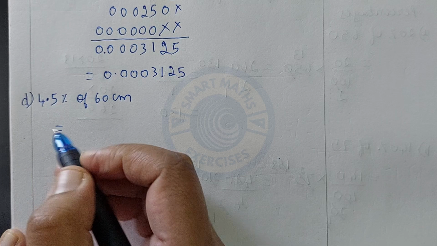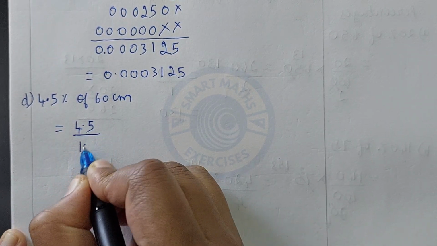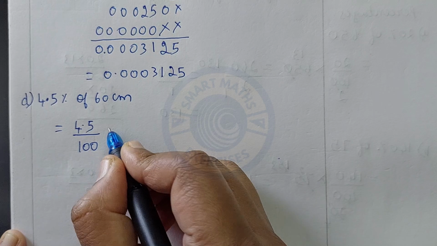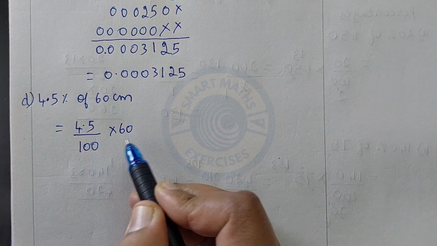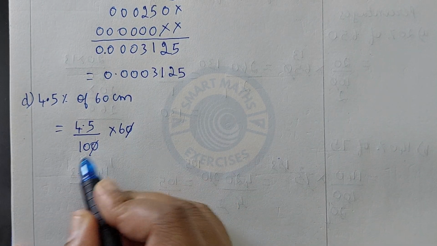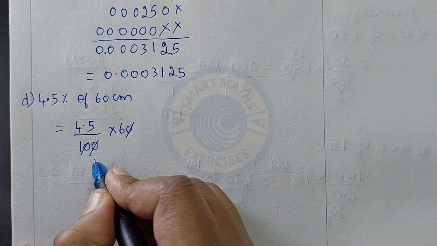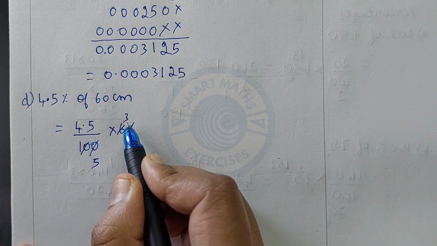First convert the percentage to fraction. 4.5 by 100 into 60. Now you can simplify 100 and 60. This 0 and this 0 cancel. 10 and 6 both go in 2 table. 2 5s are 10. 2 3s are 6. Multiply 4.5 into 3.